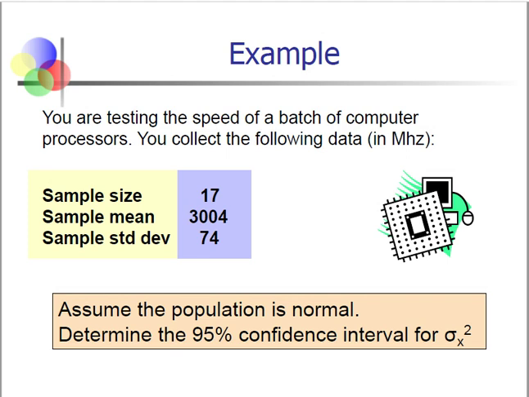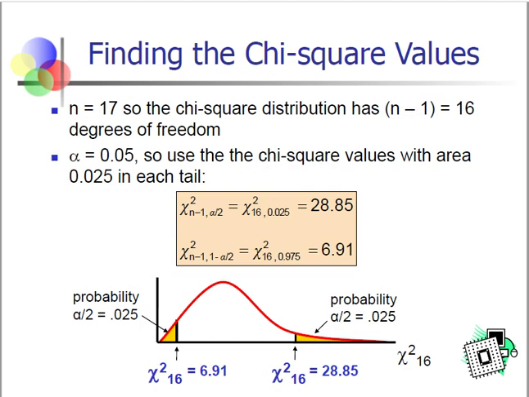So let's have an example. You are testing the speed of a batch of computer processors. You collect the following data. The sample size is 17, the sample mean is 3004, and the sample standard deviation is 74. Assuming that the population is normal, determine the 95% confidence interval for the population variance. So let's get our data there. N is 17, so the degrees of freedom are 16. Alpha is 0.05.